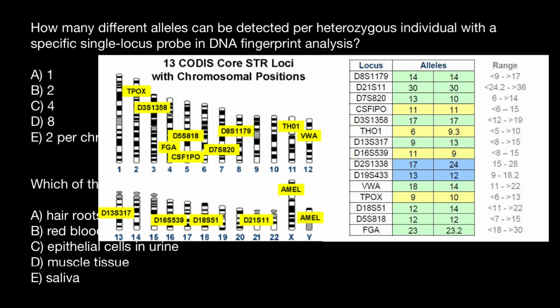But as you understand, because we have only 2 chromosomes for each pair, a person who is heterozygous for a certain locus can only have 2 different alleles. One on the chromosome inherited from the father's side, and one on the chromosome inherited from the mother's side. So the correct answer is going to be answer B. No more than 2 alleles per one locus.